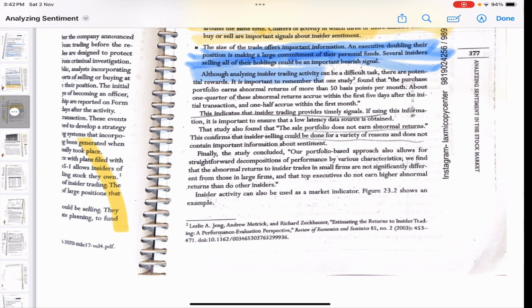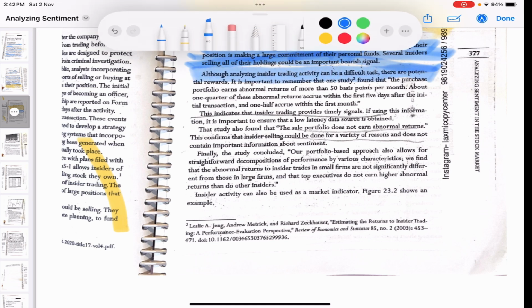Although analyzing insider activity can be a difficult task, there are potential rewards. It is important to remember that one study found that the purchase portfolio earns abnormal returns of more than 50 basis points per month. About one quarter of these abnormal returns were accrued within the first 5 days. This indicates that insider trading provides timely signals. If using the information, it is important to ensure that low latency data sources are obtained.